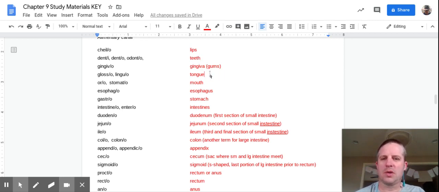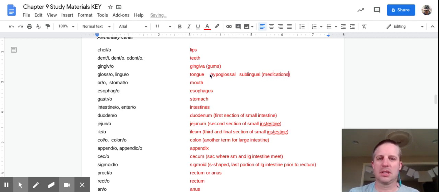Glosso and linguo. As far as building words, one of the things that you'll see, there are two different ways of saying under the tongue or beneath the tongue. Under would be hypo. Beneath is usually sub. And the form you put them with also changes. So, for example, you might see hypoglossal, which would be pertaining to under the tongue, or you might see sublingual. Usually sublingual refers to medications, and hypoglossal is more of a location term, just so you know.